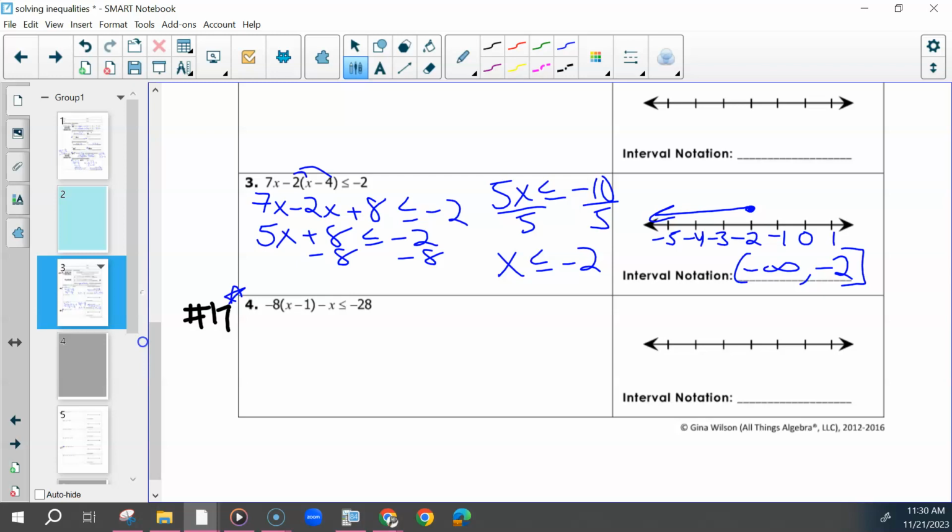Are there any of the ones that we skipped that we want to go over on this page? 4.